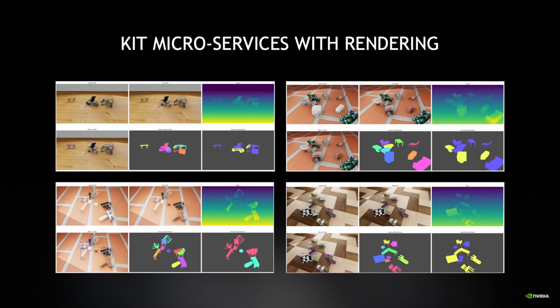Leveraging this technology, the team internally was able to render a large amount of content because, of course, you can run Kit microservices with everything that Kit can offer. That means physics simulations, that means RTX rendering, that means AI, opening up a world of possibilities for synthetic data generation.